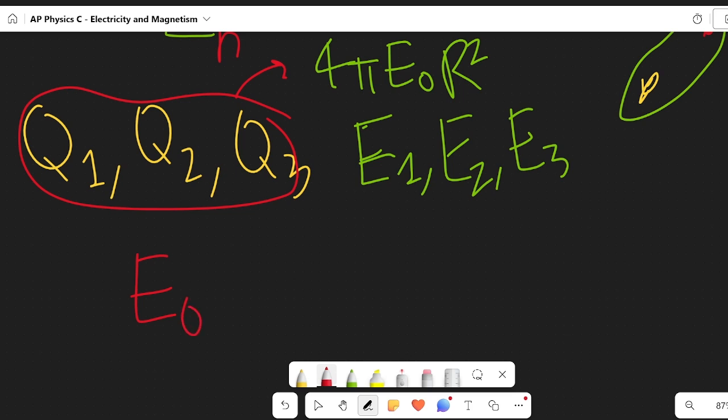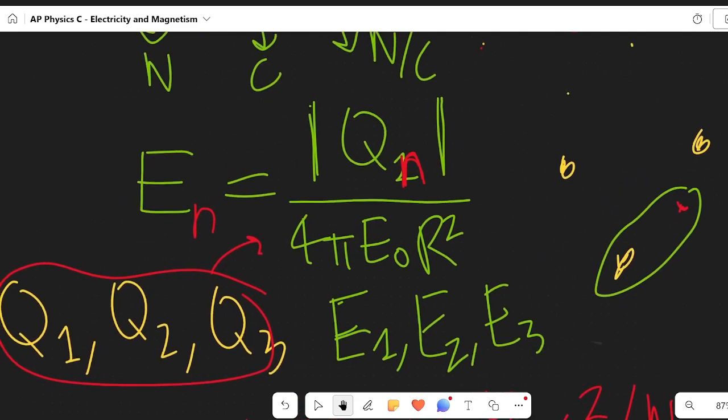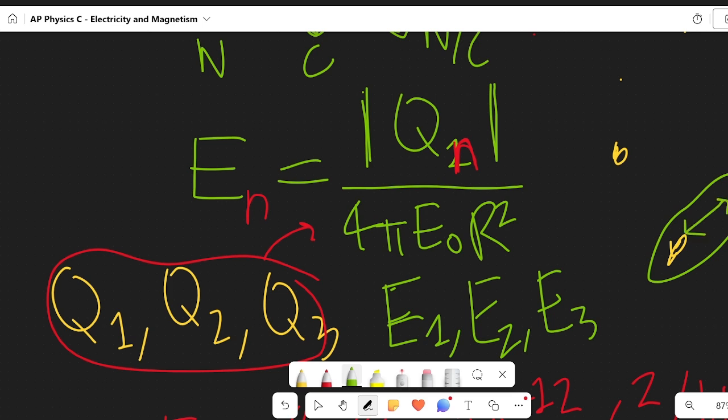Actually, I forgot to go over what E naught actually is. E naught has a value of about 8.85 times 10 to the negative 12 coulombs squared divided by newtons meters squared. This will be the value for E naught. Sorry, I didn't go over this. Now for distance, it's simply the distance between these two charges.